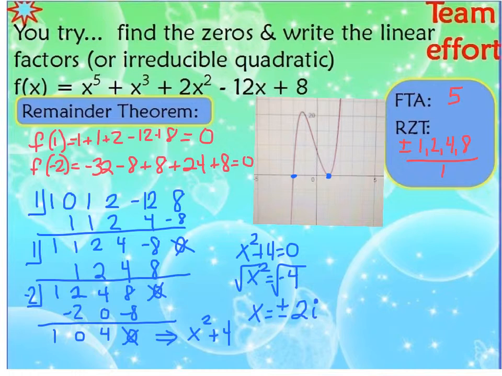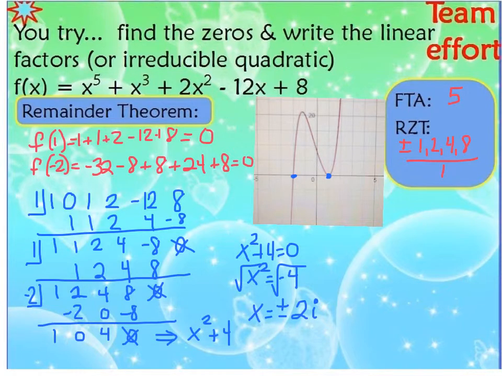All right, so here's what we've got. We were supposed to have 5 zeros. I have 1, 2, 3, 4, 5. I've got them all. So now let's look at what the directions were actually asking us for. It says find the zeros. Okay. Write the linear factors or the irreducible quadratic.